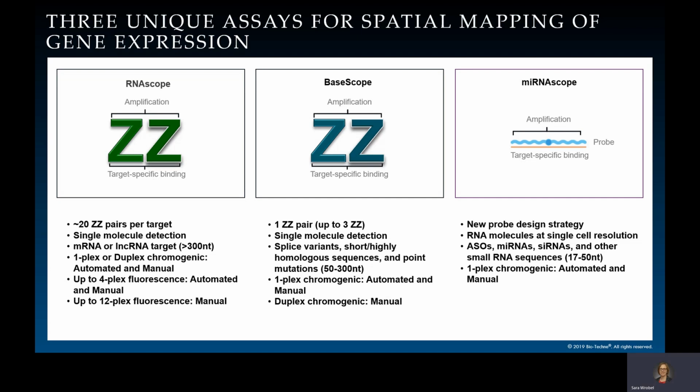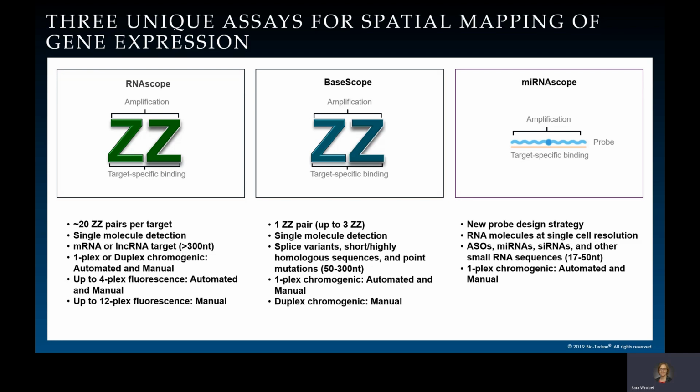For researchers who are interested in looking at shorter RNA sequences, discrimination of splice variants, identification of short highly homologous sequences, and even point mutations, we have a technology called BaseScope, which again is based on a double Z probe design strategy. This also delivers single molecule detection and is available both automated and manually in a chromogenic format.